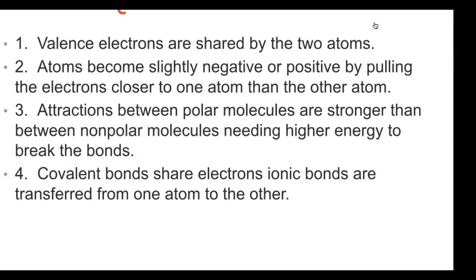All right, so in this section, the first question wanted to know, what do the valence electrons do with the atoms? They're shared by the two atoms. When we have atoms becoming slightly negative or positive by the pulling, we call that an unequal sharing. Attractions between polar molecules are stronger than nonpolar because they need more energy to break their bonds. And then covalent bonds share electrons. Ionic bonds transfer them. They wanted to know what's the difference between them.